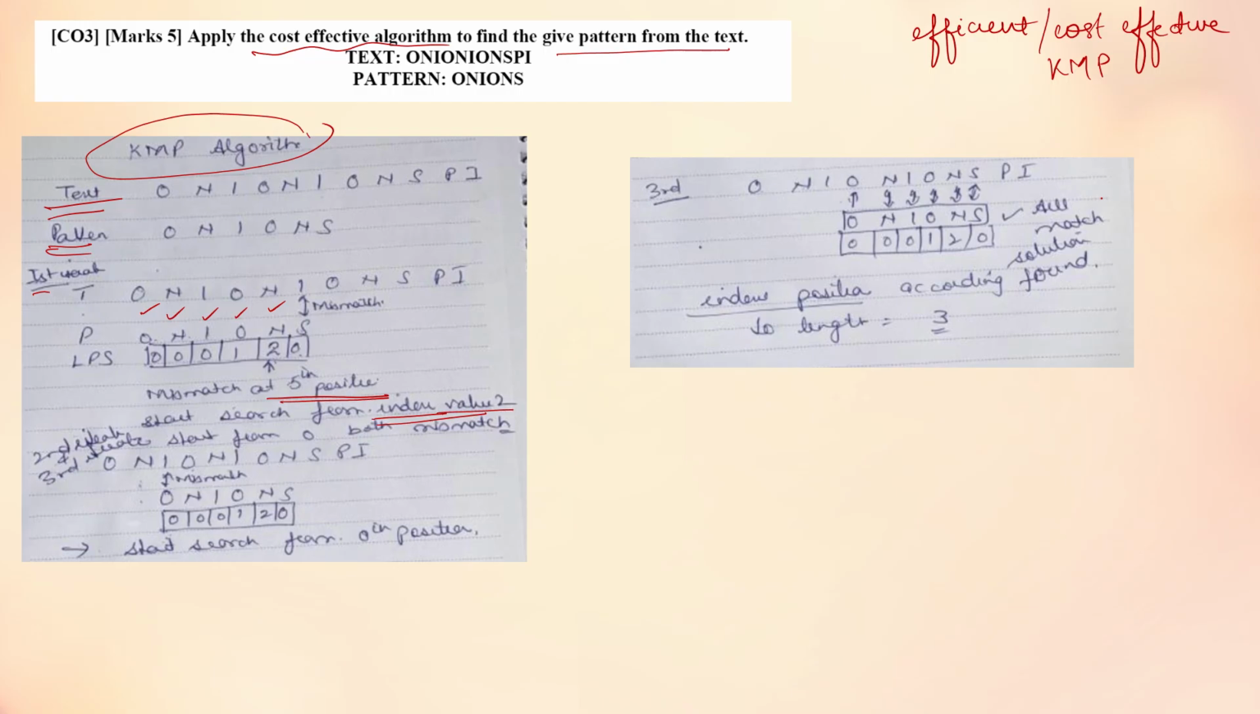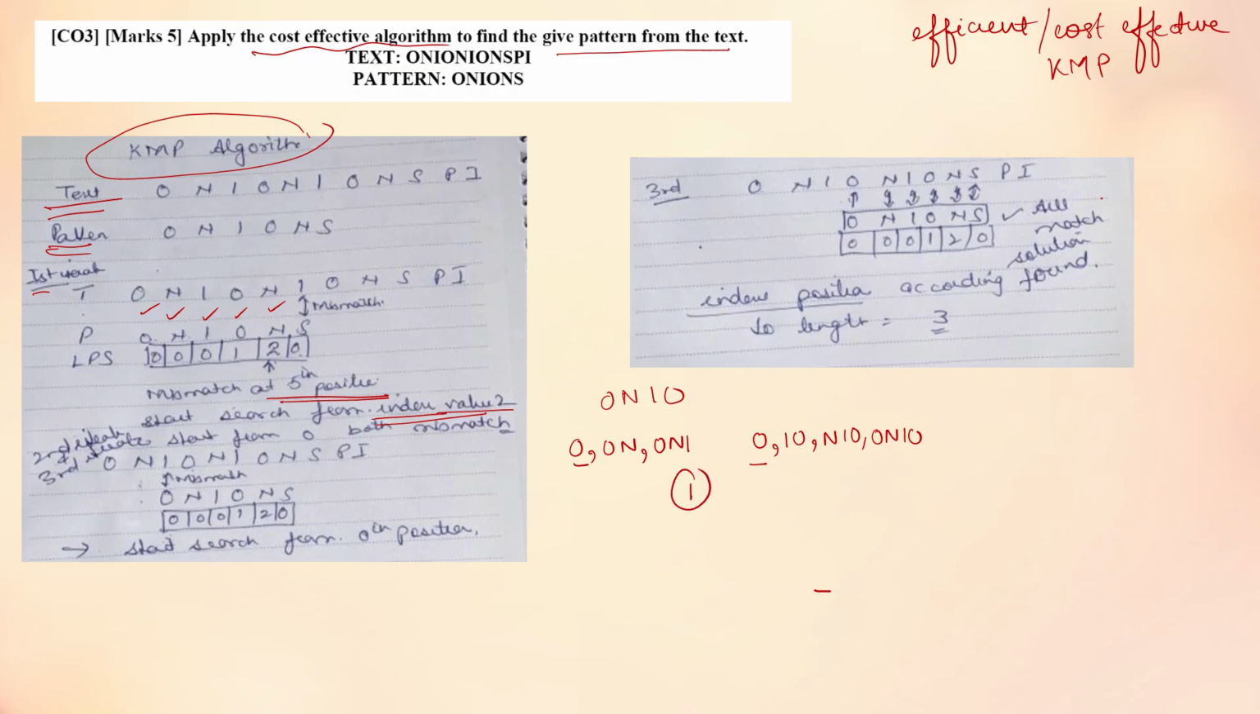We had done LPS. In LPS, we are checking one by one. When we take O and O, no match. O and N, O, N, I, O. First, we'll check this one. So your prefix will be O, O, N, O, N, I. This is a proper prefix. Your suffix will be O, I, O, N, I, O, O, N, I, O. O and O matches. O, N, not there. O, N, I, not there.